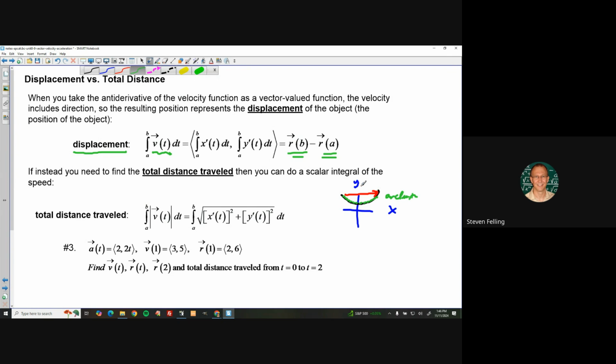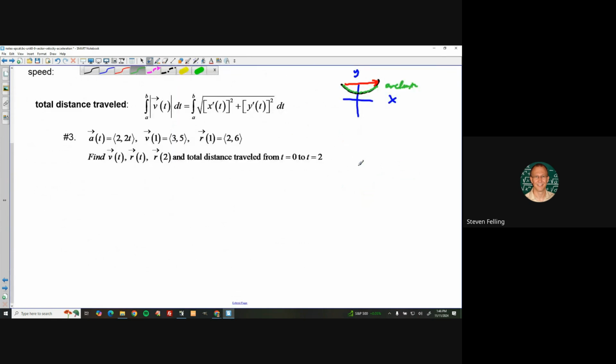All right, so let's do a specific example here. We're given an acceleration. We want to find the velocity vector, the position vector, the position at 2, and also the total distance traveled from t equals 0 to 2. We'll start by finding the velocity vector by undoing that derivative. So the velocity vector, v, would be the antiderivative of the acceleration vector.